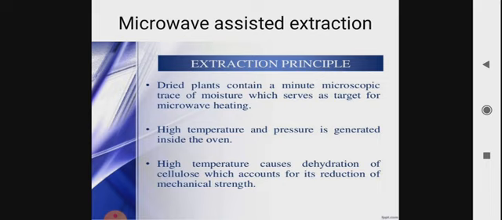Next method of extraction, that is microwave assisted extraction. Principle of this method: dried plant contain minute microscopic traces of moisture which serve as a target for microwave heating. High temperature and pressure is generated inside the oven. High temperature causes dehydration of cellulose, which accounts for its reduction of mechanical strength.